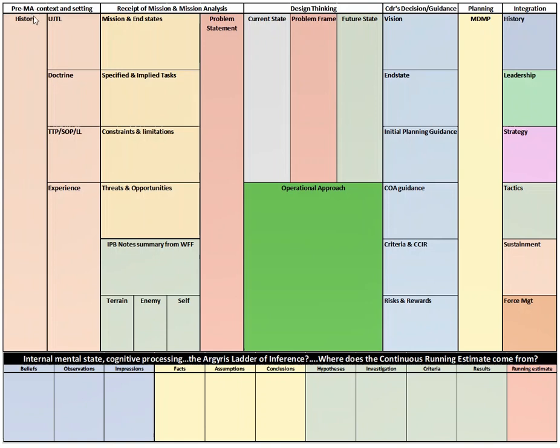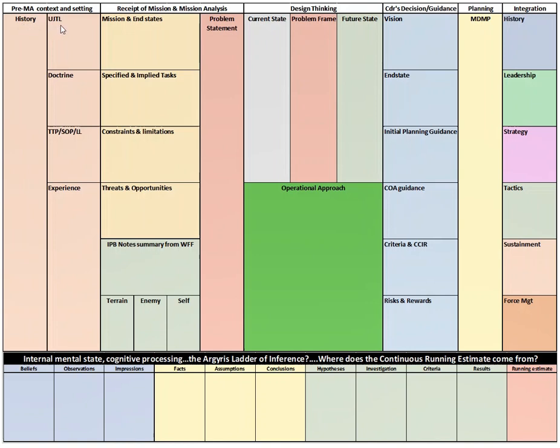So across the top in section 1, I want you to notice these headers. This first section I labeled pre-mission analysis context and the setting. And this is what I believe is our walking around knowledge. It combines not just formal history, but the history of what's been going on and what we remember about it. You could almost think of that as memory as well, but it might be more organized history.